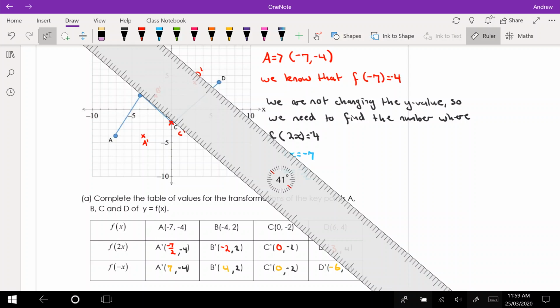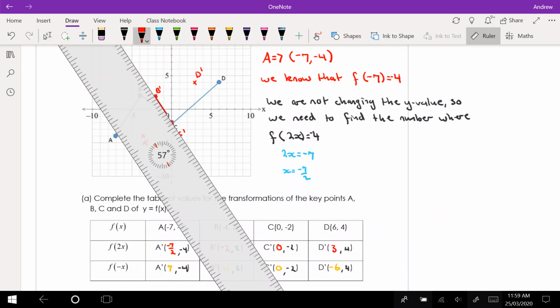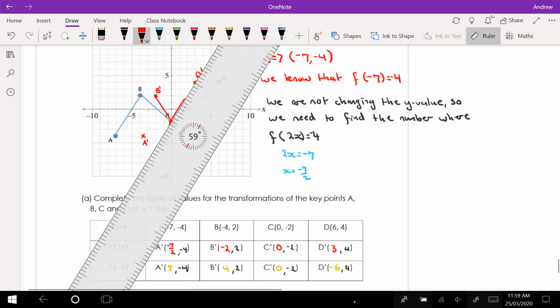And now we can clearly see that we're not stretching anything out in the y-axis, we're actually squishing it in our x-axis. All of our points are much closer together to that y-axis, which means we're squishing parallel to x.